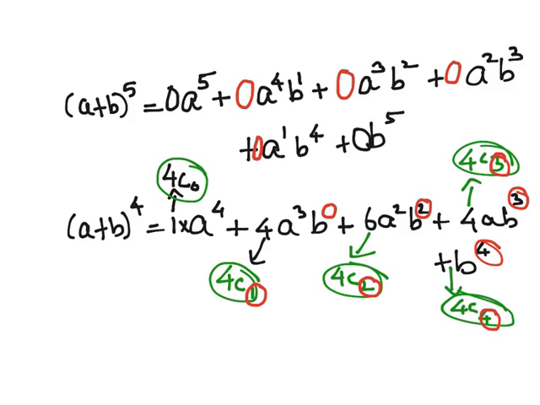Right? So basically, what it means is here I will get 5c0, which is nothing but 1. Here I'll get 5c1, which is nothing but 5. And here I'll get 5c2, which is nothing but 10. Here I'll get 5c3, again 10 is the answer. And here I'll get 5c4, so 5 is the answer. And here 1 is the answer. Right? So let's write one more time.